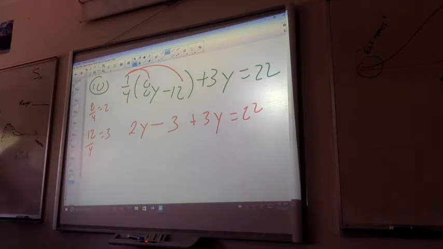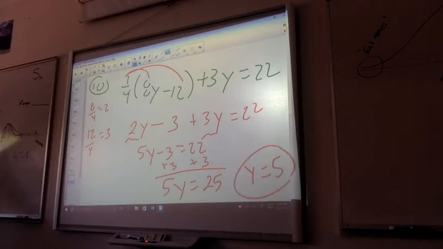We want to solve for y, so let's combine like terms. Add 3. 5y equals 25. So what's y equal to? 5. Yeah, because I would divide each side by 5, so I get 25 over 5, which is 5. And then number 11.